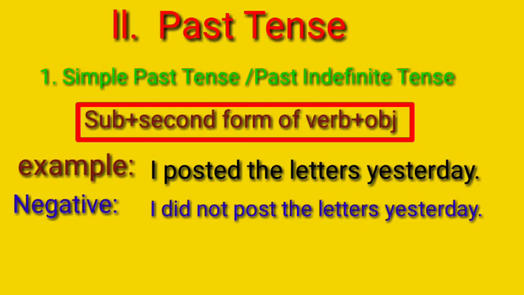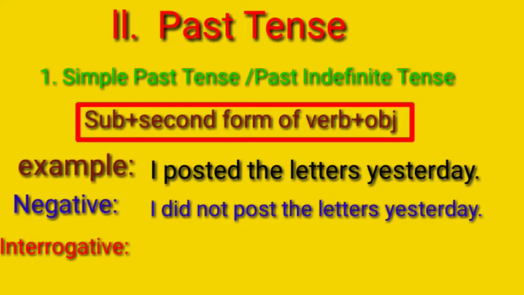Let us convert the same sentence into interrogative. Yes or no question. First, we must use the auxiliary verb. I posted the letters yesterday. We know that posted is the second form of the verb. So, here other auxiliary verbs are not coming. So, we can say this is simple past tense. And in simple past tense, we use did as the auxiliary verb.